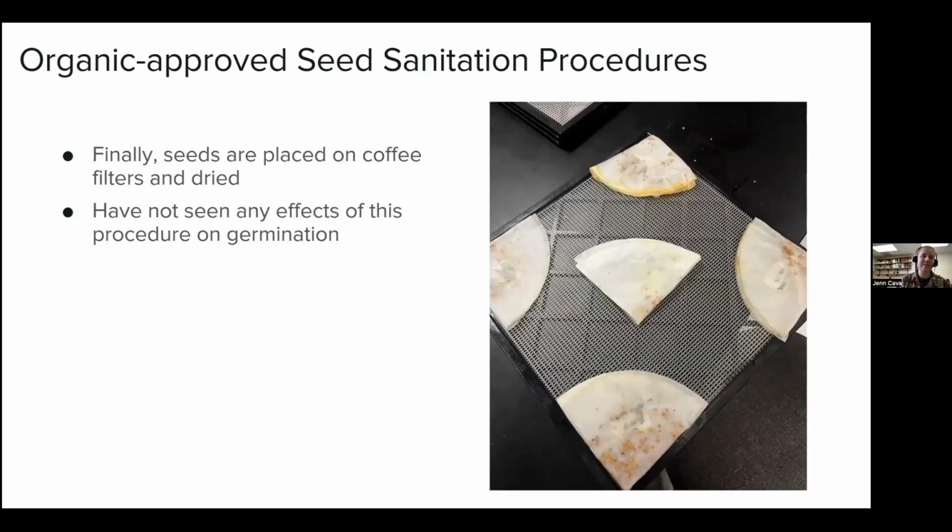So after they're rinsed, we place the seeds on coffee filters to dry them. In this picture, you can see that there are 5 different seed lots on a drying rack, and we fold them up into quarters so there's less area for the seeds to escape in case you drop them while they're still wet. The seed stays in the coffee filters pretty well, and we usually will let them dry for at least 2 to 3 days, and then once that is done, we can get them counted and put into envelopes for storage.